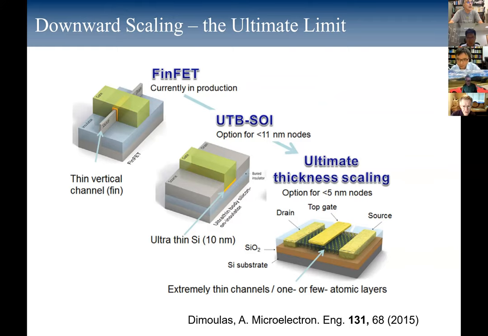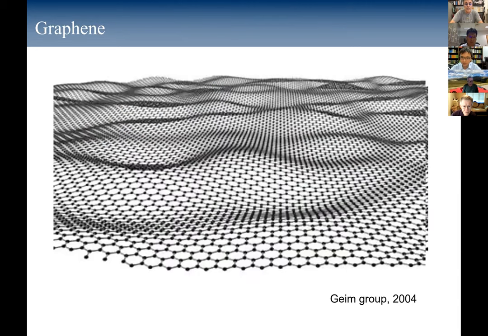And this actually doesn't work for a three-dimensional material such as silicon, because as you go thinner, the silicon will make bonds with something else. It will lose its semiconductor property. Well, there's a class of materials that are layered materials, and that could retain their intrinsic chemical stability even at a single atom thickness. The first such known material was graphene, which was obtained for the first time by Geim's group in 2004. And that created quite a bit of excitement in the 2000s.